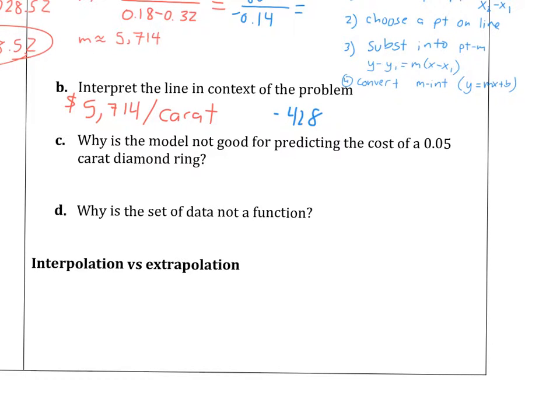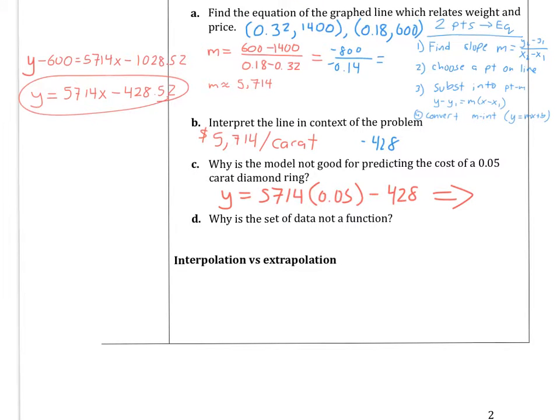So what we do is when we take y equals 5,714 times 0.05 and we subtract the 428 point whatever, what do we get? What does that yield us? You have a question? So the function evaluated at 0.05, 1/20th of a carat, would give us something like negative $100. So that means you go in there and you buy this ring, and they're going to pay you $100 to take it off their hands.